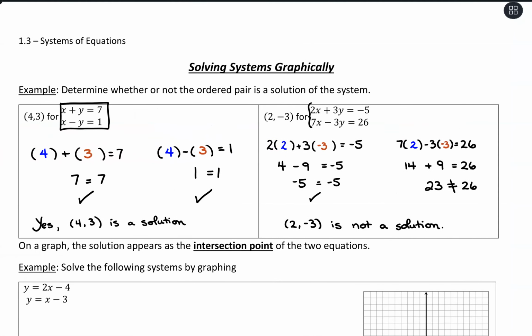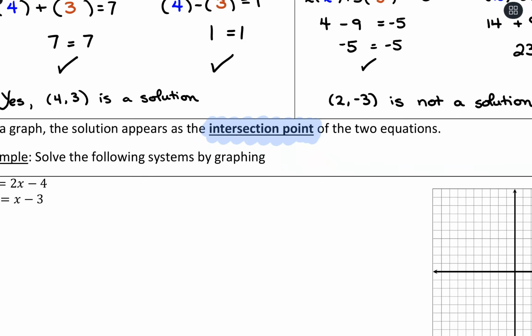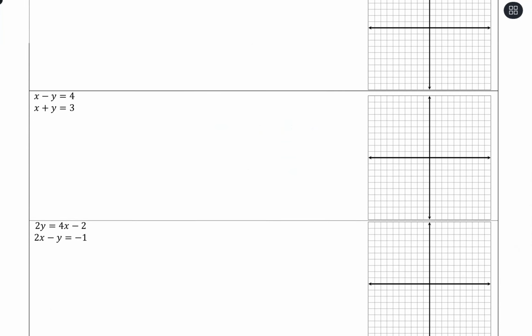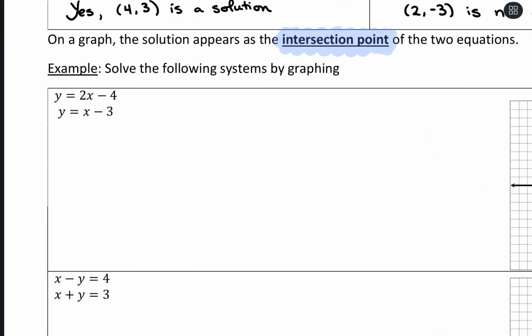Okay, so we're looking for this coordinate that works for both equations. And what that means in terms of graphing is if we graph the two linear equations, we're looking for the intersection point. That intersection point is our solution. So with these three problems here, what we're going to do is get lots of practice with graphing our linear equations. Just we're going to be graphing two linear equations at the same time.